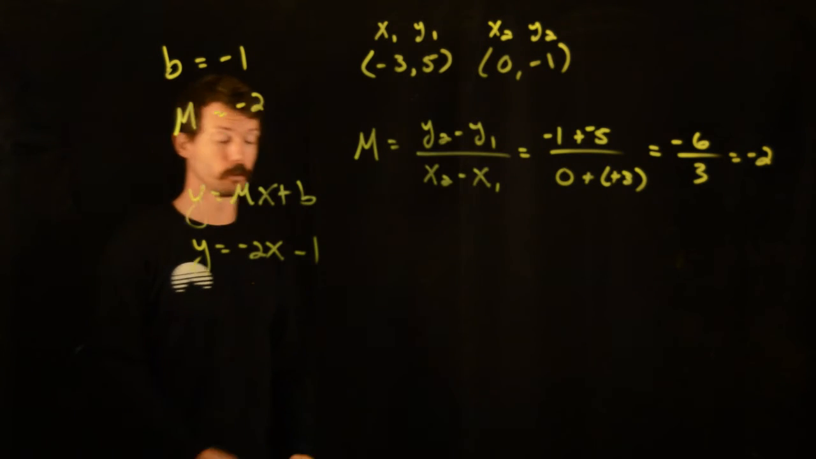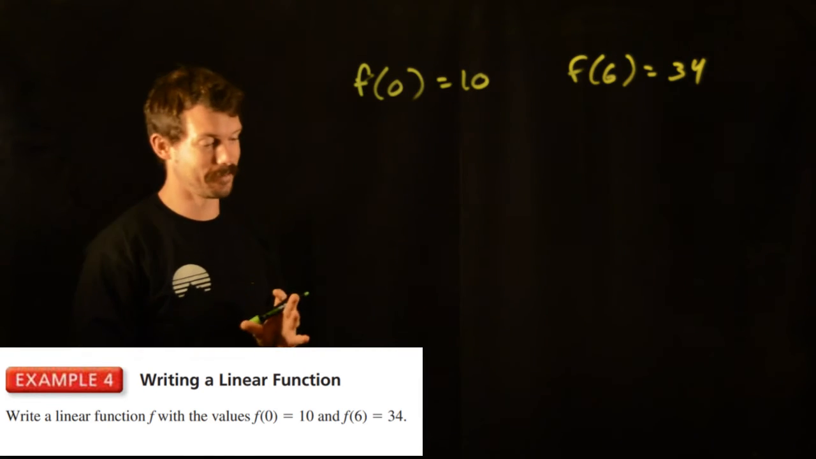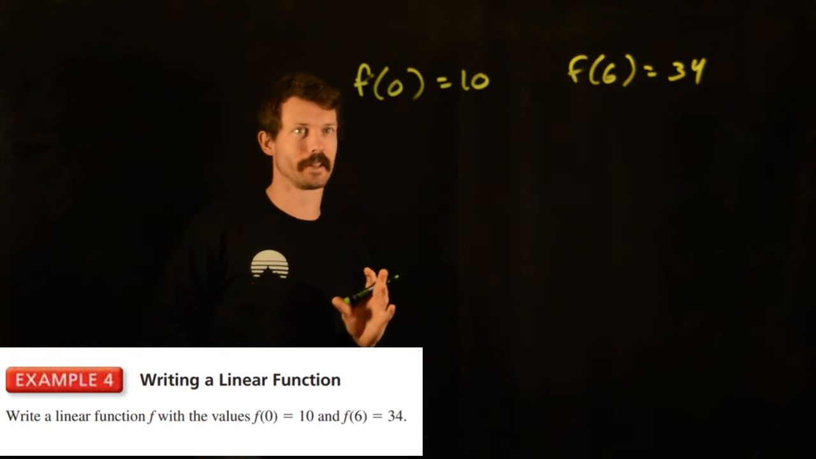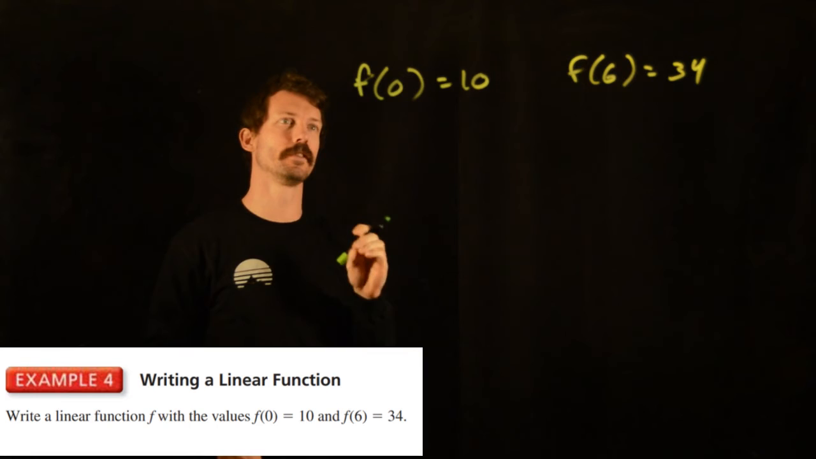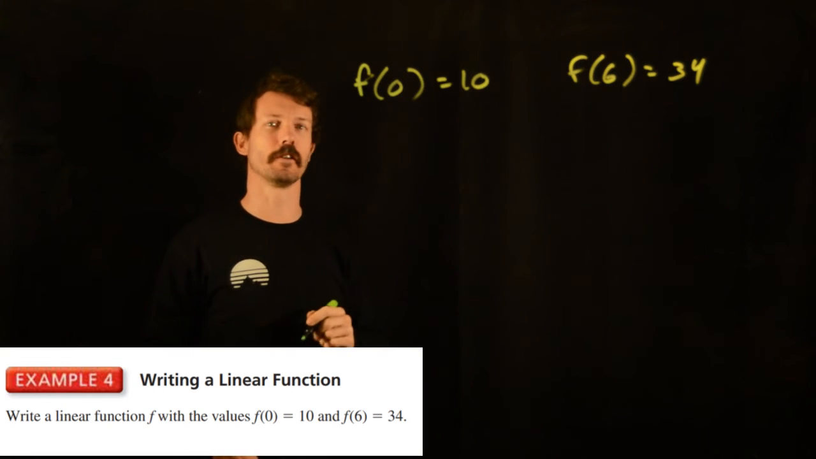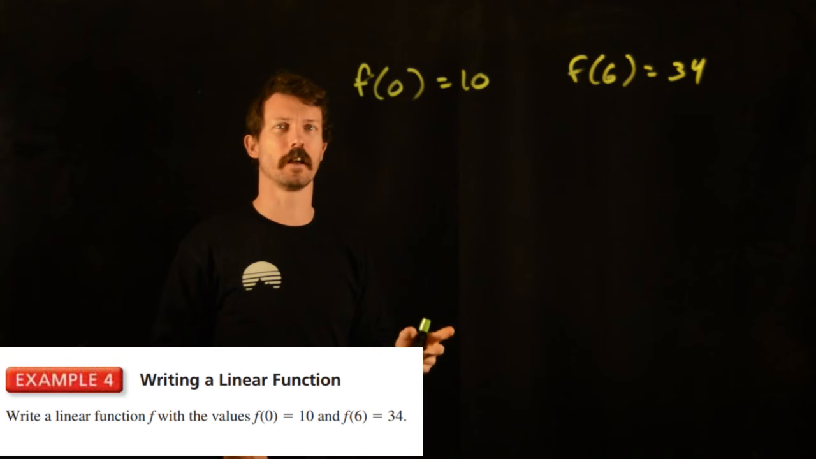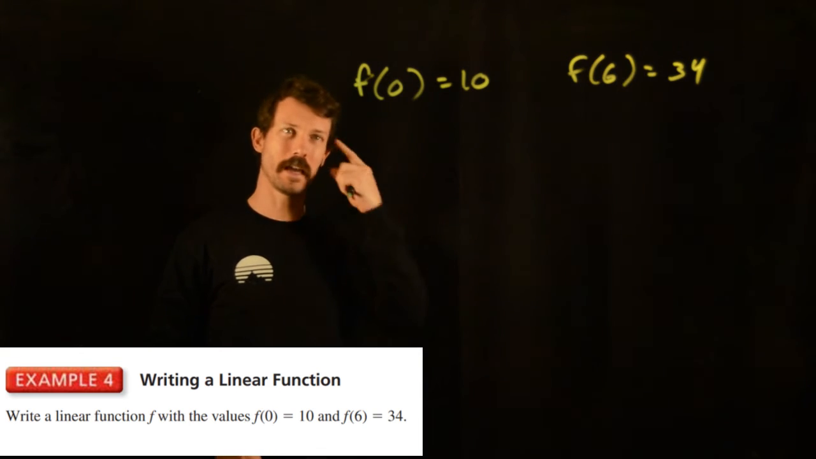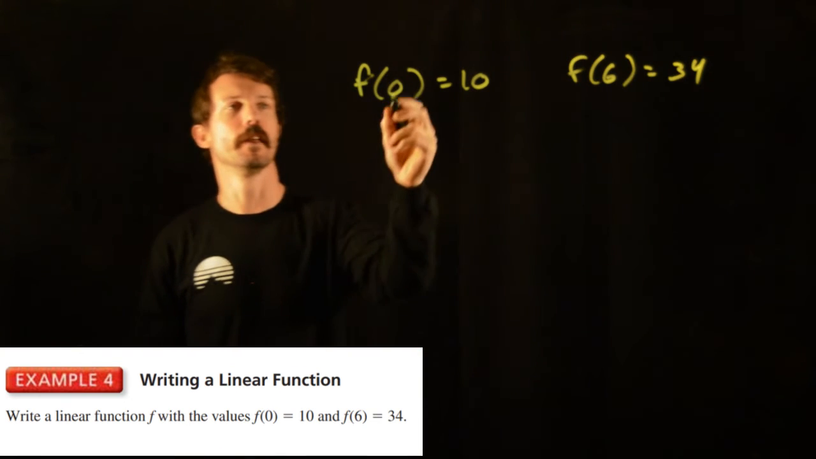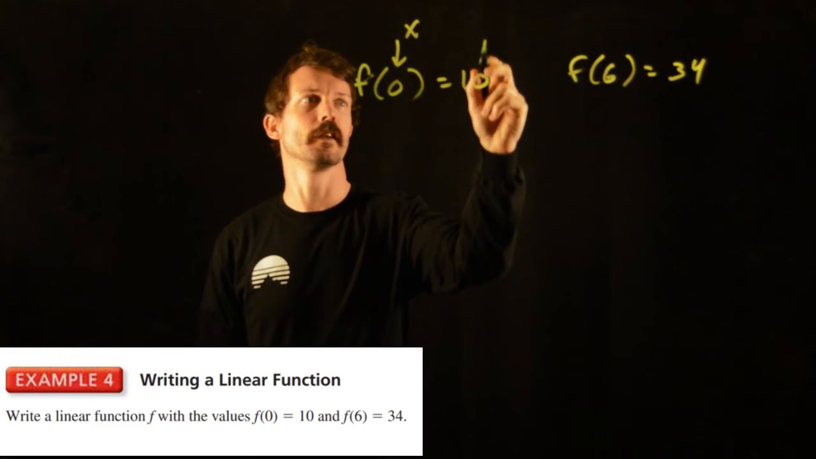All right, so remember, pause this, rewind it if you need to. We're going to do one more example. All right, so now let's say they give us a linear function with these values. So f of 0 equals 10 and f of 6 equals 34. So we have to think back previously to, well, what's the x value and what's the y value? In my head, I already know that, but you might not know that this is your x value and this is your y value.